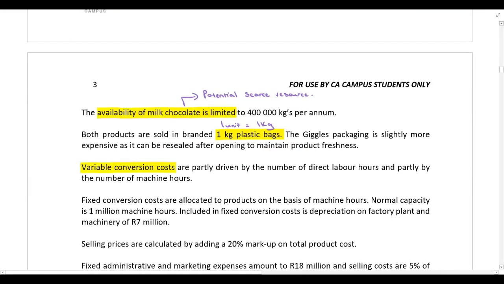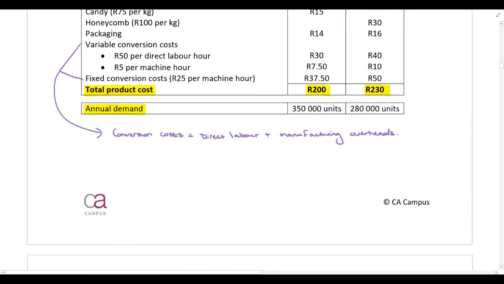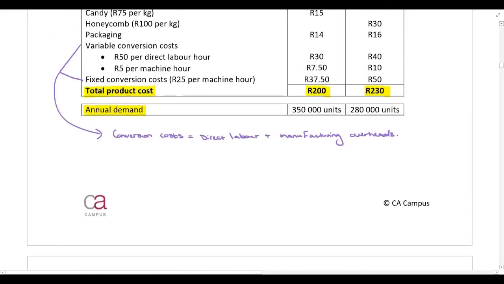Variable conversion costs are partly driven by the number of direct labor hours and partly by the number of machine hours. So we can also see that on the previous page. For variable conversion costs, we have 50 Rand per direct labor hour and 5 Rand per direct machine hour. So the variable conversion costs are partly driven by direct labor hours and partly by machine hours.